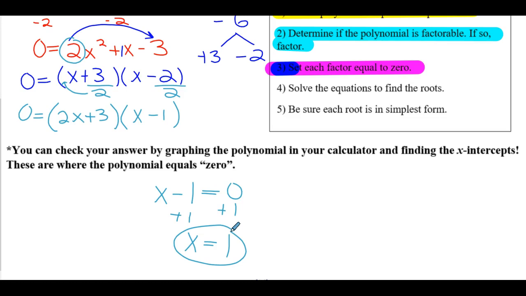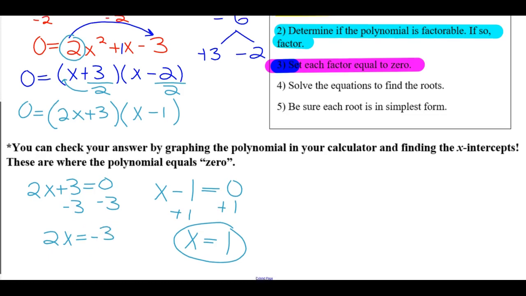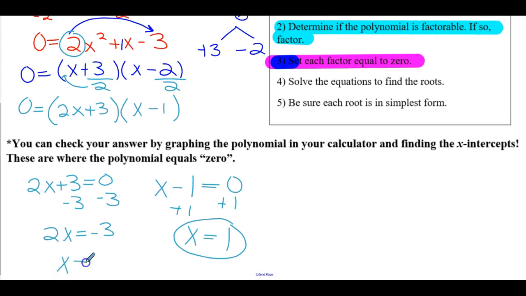Now this one's not quite as obvious. It's not just going to be the opposite, because this one here, there's a 2 in front. But it's no different. All we do is we just set that factor, which is 2x plus 3, equal to 0, and we figure out where that x value is at on the x-axis. So subtract 3 over. That gives me 2x equals negative 3. And then we do what? Divide by 2. So my answer is negative 3/2, or negative 1.5. So those are my two values of x when we're on the x-axis, when this quadratic is touching the x-axis.